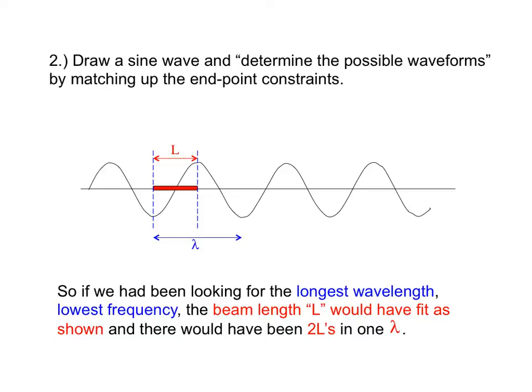Now the problem with picking this particular waveform is that it's associated with the longest wavelength and hence the lowest frequency that could stand on this structure. We want the second lowest frequency. So what we're going to do is keep this endpoint constraint, and instead of using this antinode, we're going to go out to this antinode and see whether or not that would work.